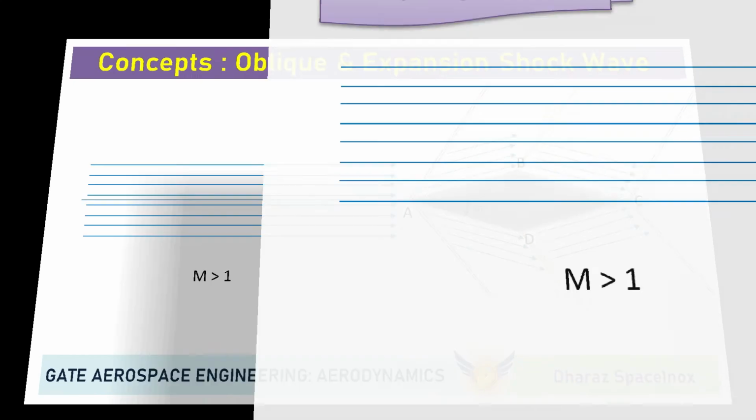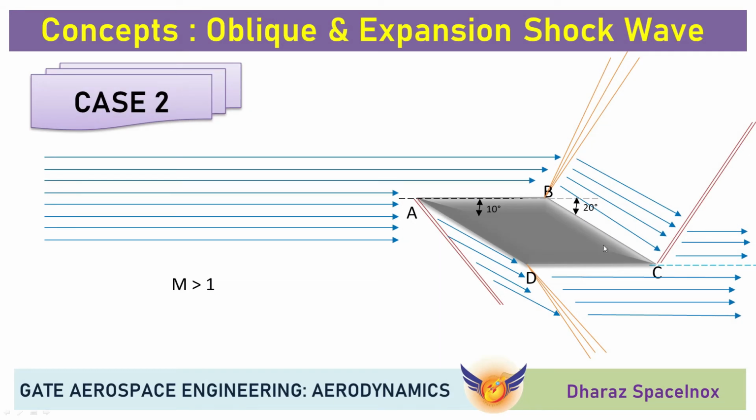Now moving further, let's come to case 2. Now here in this case 2, the wedge is inclined at an angle of attack of 10 degrees, and looking at this diagram, here the semi wedge angle is also 10 degrees.